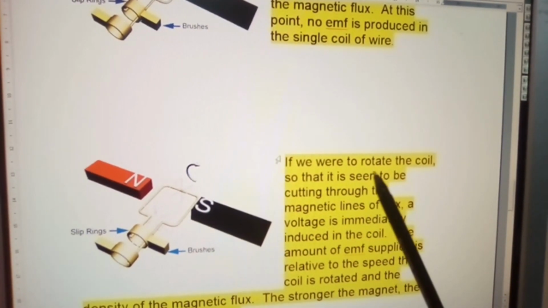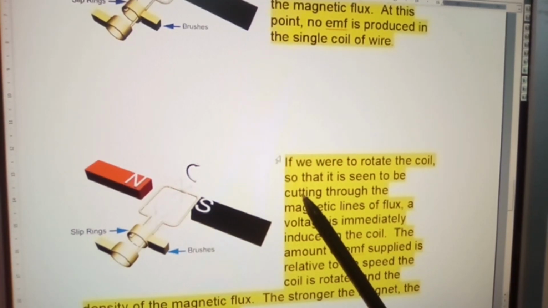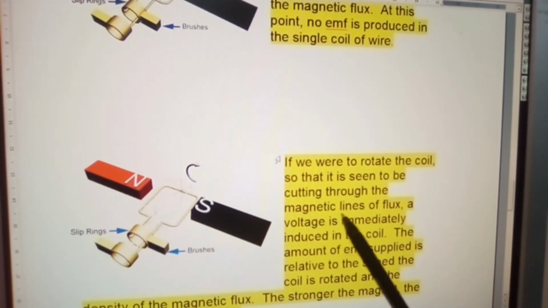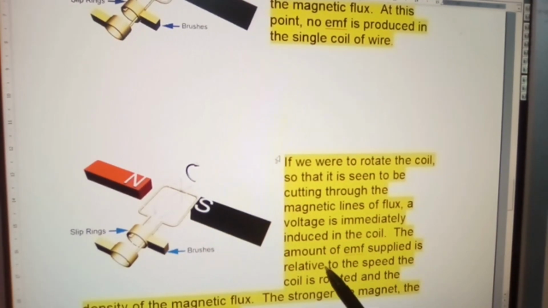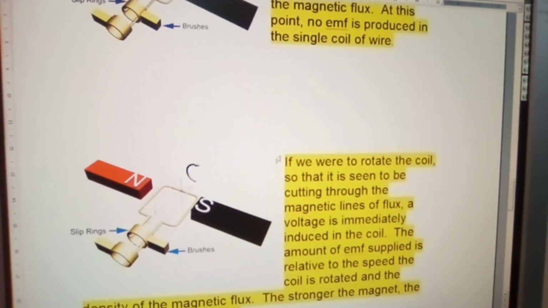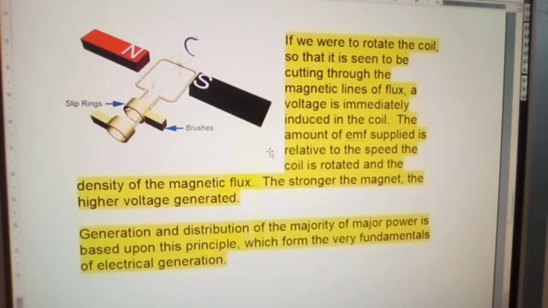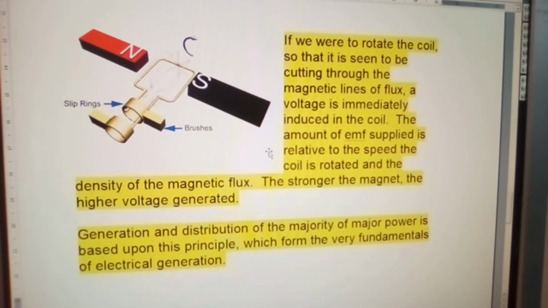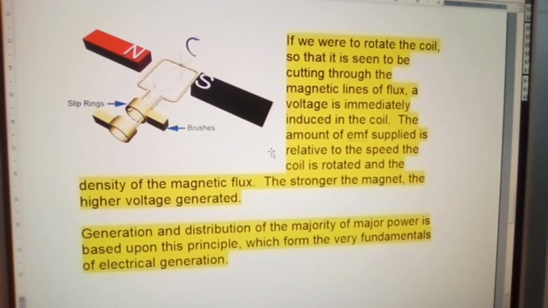If we were to rotate the coil so that it's seen to be cutting through the magnetic line of flux, a voltage is immediately induced in the coil. The amount of EMF supplied is relative to the speed the coil is rotated and the density of the magnetic flux. The stronger the magnet, the higher the voltage generated. Okay. Generation and distribution of the majority of major power is based upon this principle, which forms the very fundamentals of electrical generation. Okay.